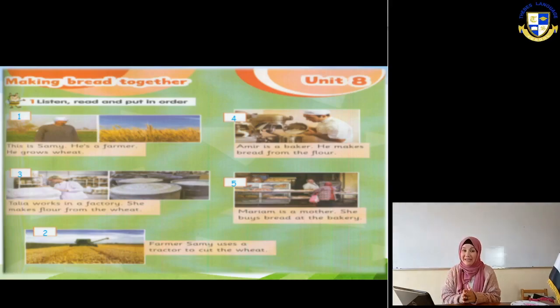Number 4, Amir. Can you see Amir? Amir is a baker. He makes bread from what? From this flour, from this white flour. And the last one will be Maryam, a mother. Now, the farmer grows the wheat up. The farmer cuts the wheat. He sends the wheat to the factory. The factory takes the wheat in a machine and they turn the wheat into white flour, okay?